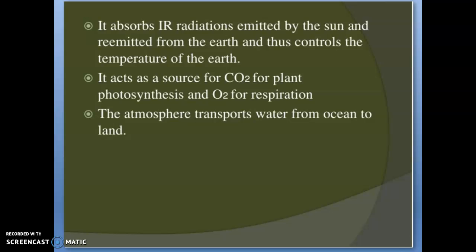And the main function of this atmosphere is that it absorbs part of the infrared radiation that is emitted from the sun and also re-emitted by the earth. By doing this IR radiation absorption, it maintains the thermal balance of the earth. And it acts as a source of carbon dioxide for plants. We know that this carbon dioxide is used by plants for photosynthesis, and it also acts as a source of oxygen for respiration. It acts as a vital carrier of water from the oceans to lands as a part of the hydrological cycle.